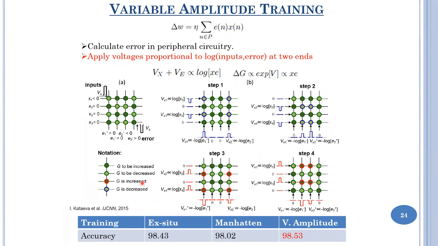If you train them using the Manhattan rule on the hardware, the Manhattan rule simply means you are changing the conductance by a fixed amount just by looking at the sign of this thing. So the accuracy will definitely degrade, but you still get an accuracy close to 98.02%. And if you use this kind of variable amplitude training, then the accuracy increases to 98.53. So variable amplitude training is even better as compared to XC2 training. So this was all about the training of hardware neural networks.